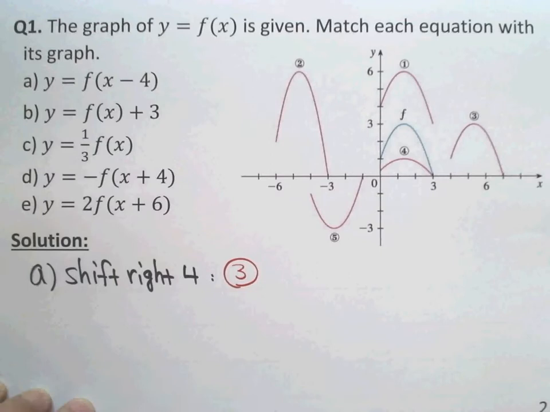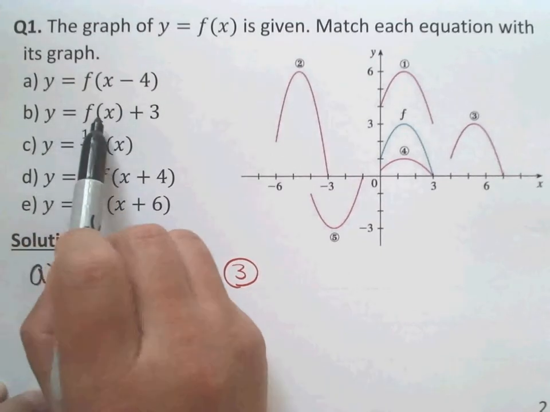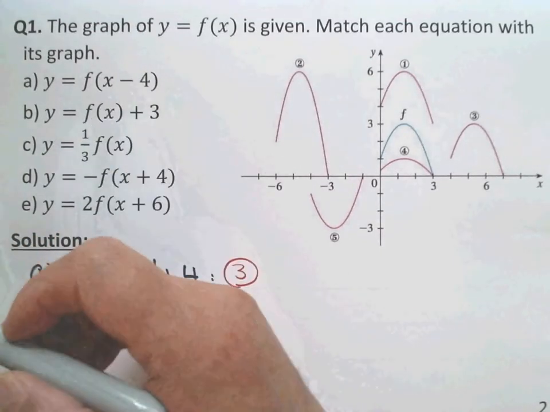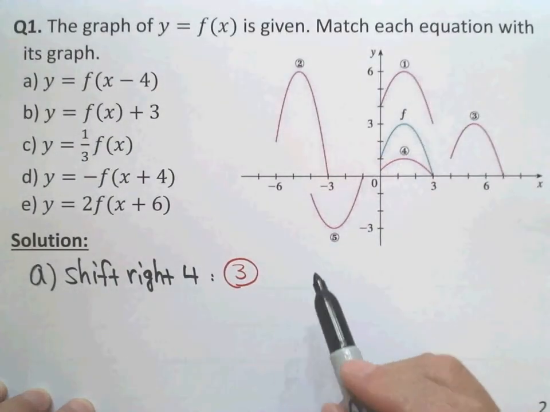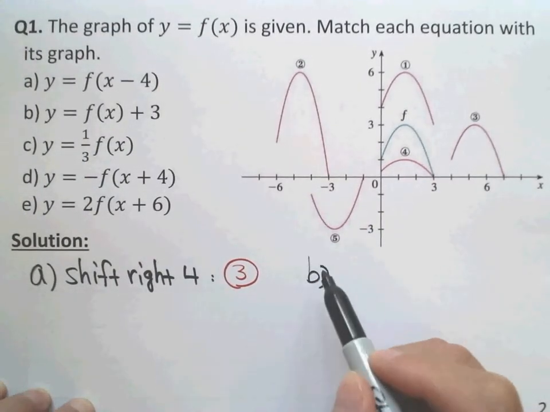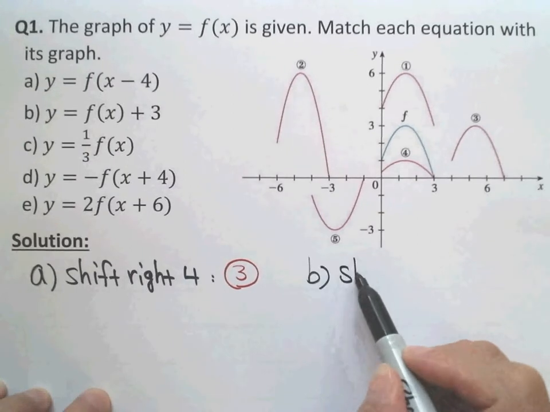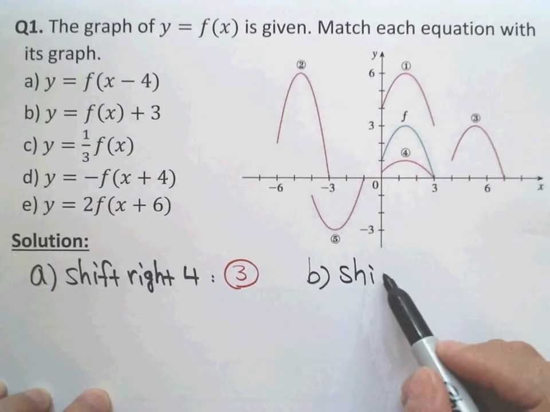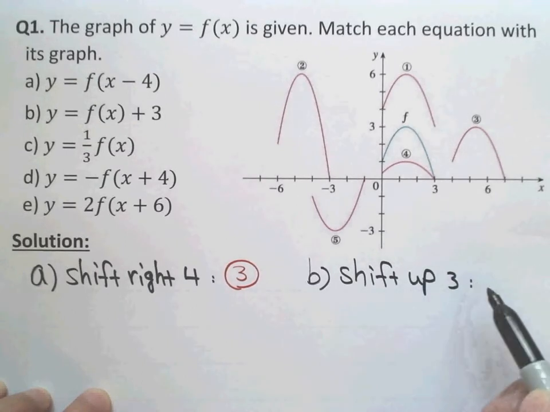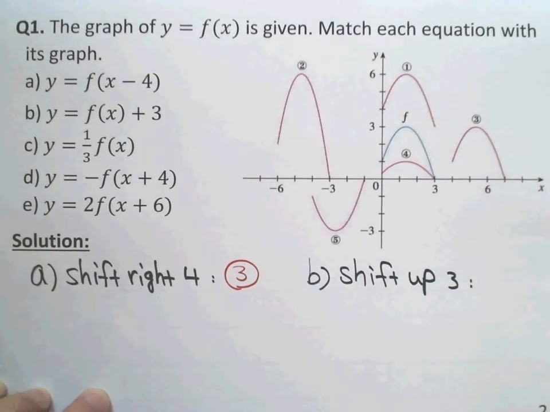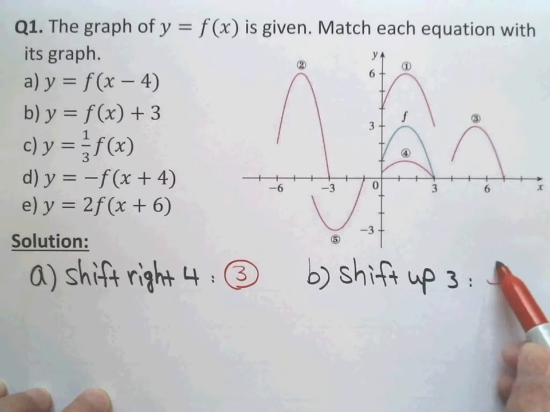Look at b. b is the original function plus 3. It goes up 3. You can imagine that going up 3 is graph 1. We write here that this function is shift up 3 from the original, 3 units. So the answer should be 1.